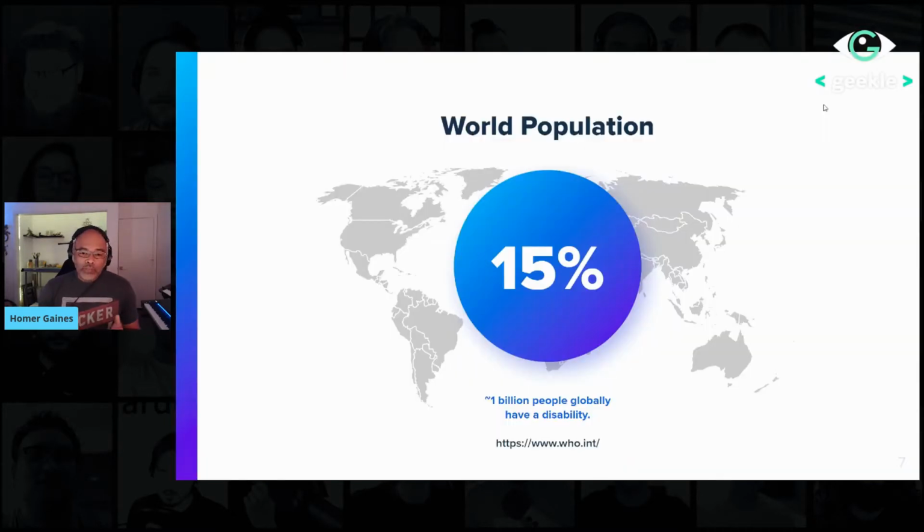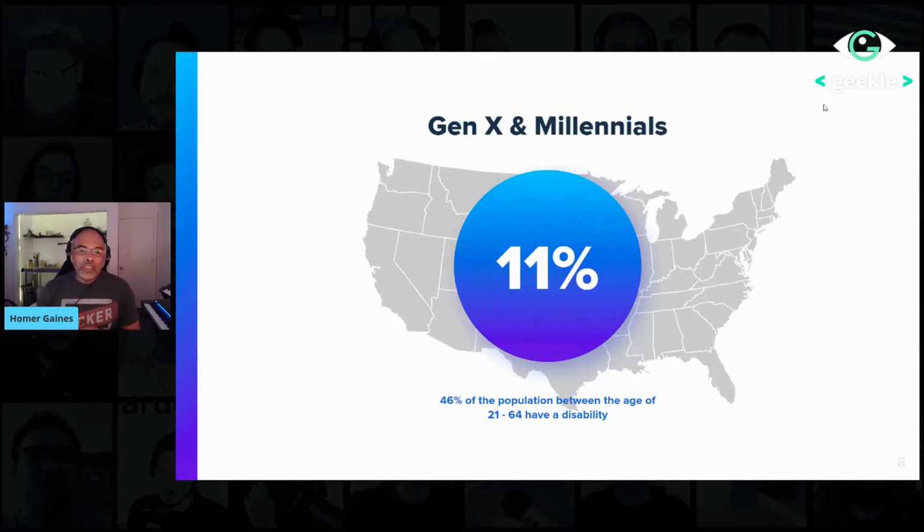And why is it important? Well, 15% of the world's population has reported that they have a disability. That's roughly a billion people. Here in the United States, roughly 11% of the population, the entire population from Gen X to millennials, has a disability. So, that's from the ages of 21 to 64.